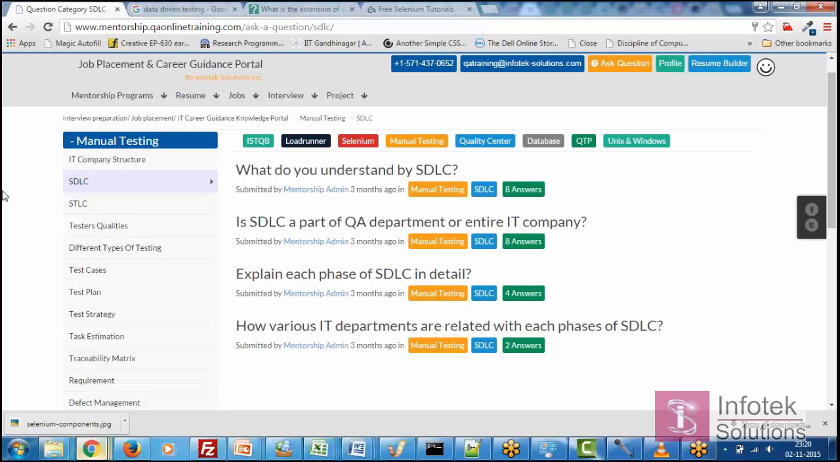So SDLC is a complete picture and process which covers the various departments of the entire IT company. QA is a department which lies in the testing phase, so all the testing phases of SDLC are taken care of by the QA department.